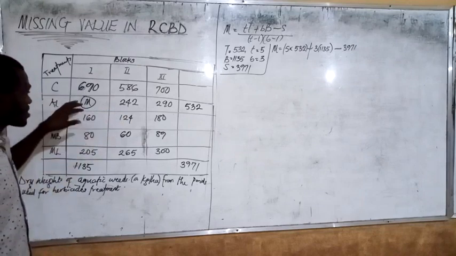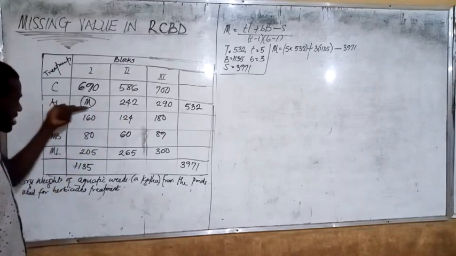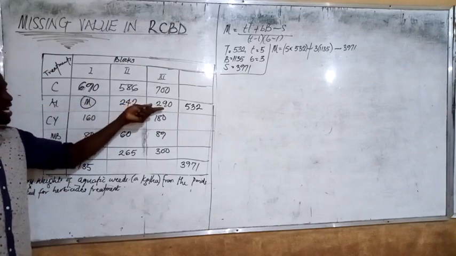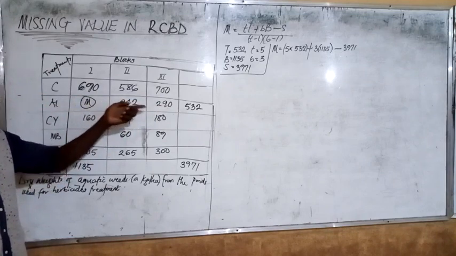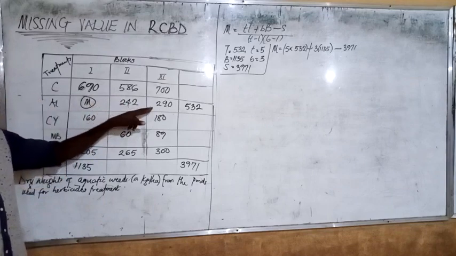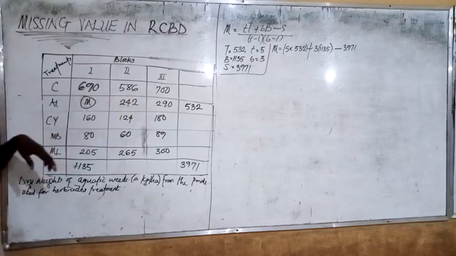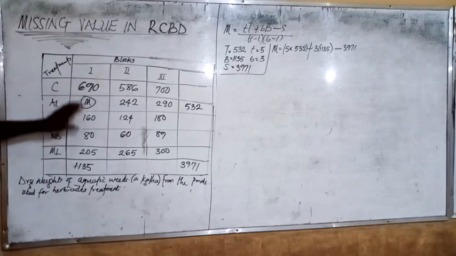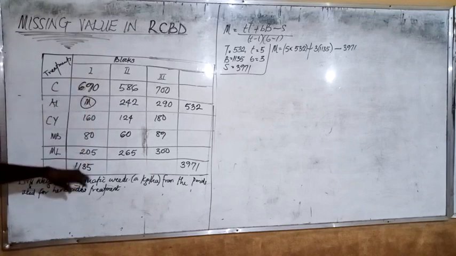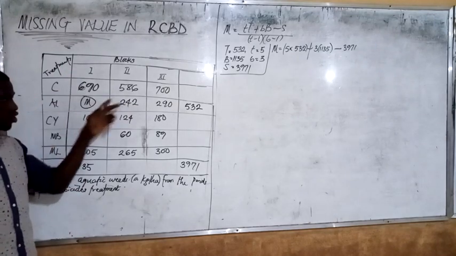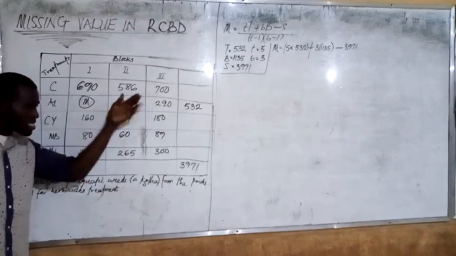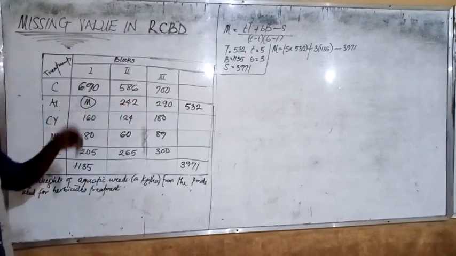So the treatment is very essential. Look at the range of values in the treatment, and that is what will tell you to be able to know if your answer is correct. So you see that there is a wide disparity between the values in the blocks. Look at 690, 80, 205, 160. So the disparity is much. But in the treatment, your answer should lie within this range as well. That is how to know that you're correct.